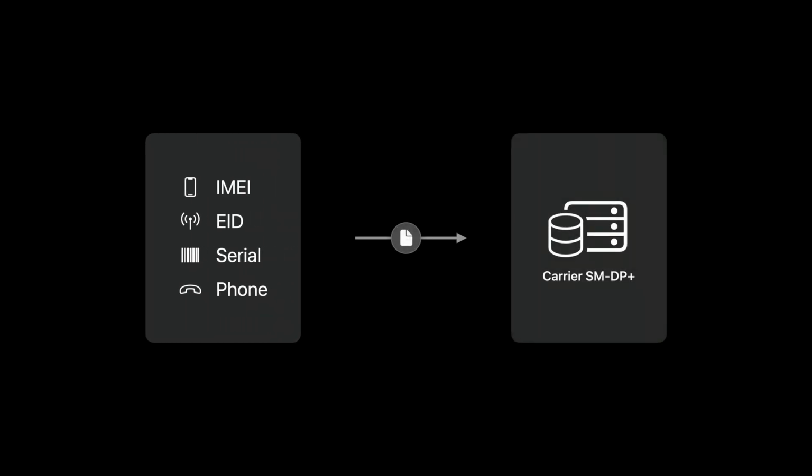Now that we know how to get data from the device, let's take a look at what we need to give to the carrier. In general, they require 4 pieces of data to get an eSIM set up for a device: IMEI, EID, serial number, and phone number. Giving your admins the ability to generate reports containing all of this data will make it easier for them to get up and running with eSIM.